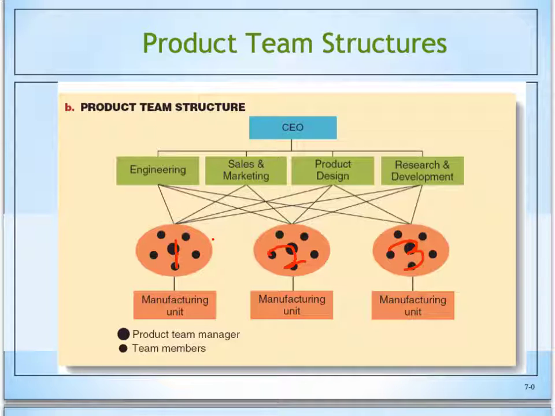Instead of like matrix structure, each of the team members that come from the different functions actually report directly to not only the team captain or the team manager, but also report directly to the CEO or the function division manager. So that will be the different characteristic for a product team design structure.